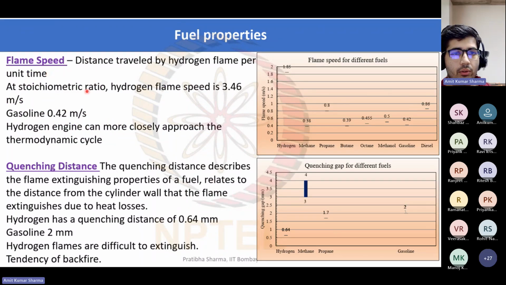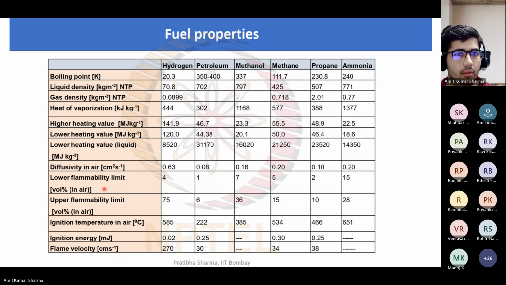Flame speed is very high, 3.46 meter per second, and gasoline only 0.42 meter per second. It's a benefit in engines, because a hydrogen engine can more closely approach the thermodynamic cycle. So these are all the properties in brief.